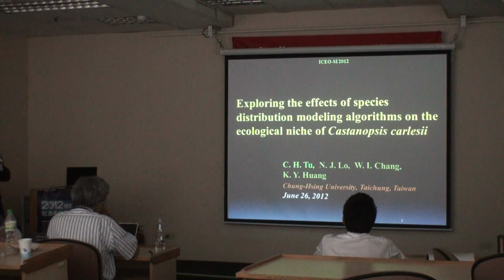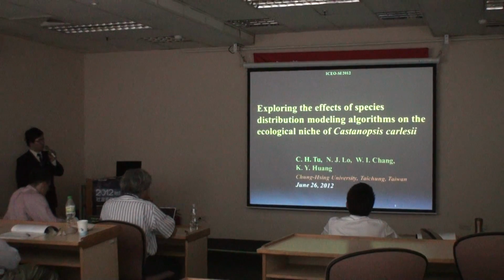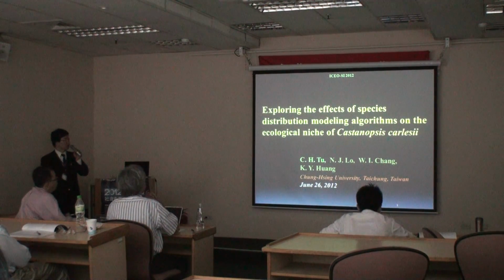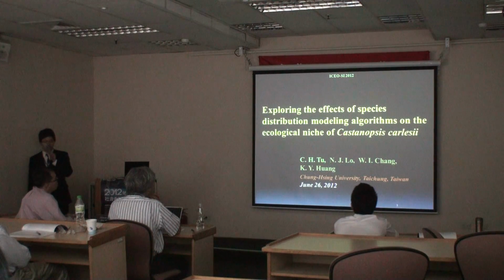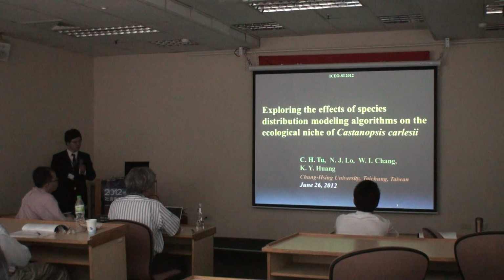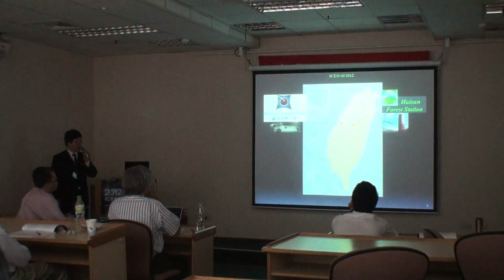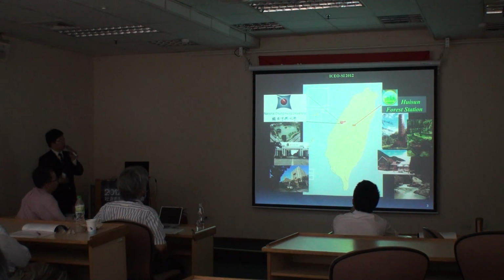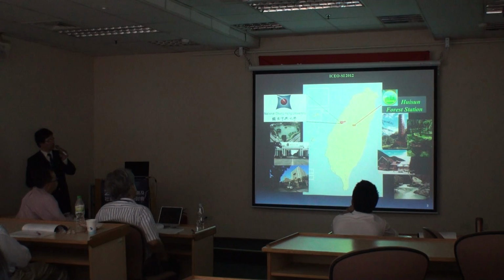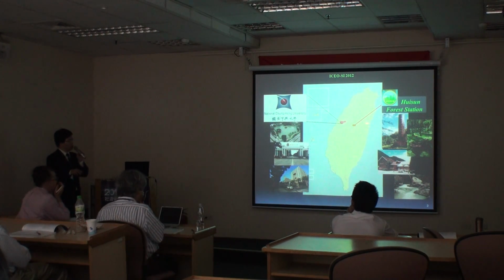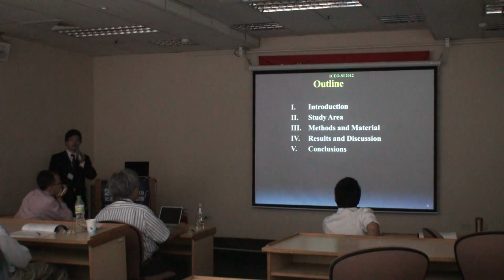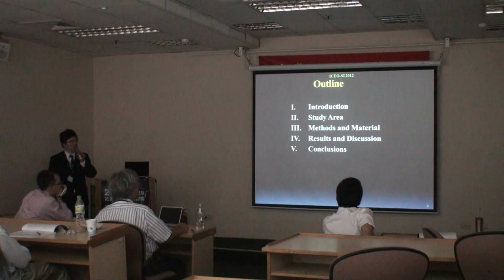The topic of our study is exploring the effects of species distribution modeling algorithms on the ecological niche of Castanopsis carlesii. Chongqing University is located in Taichung in central Taiwan. And the Huisun Experimental Forest Station is also located in central Taiwan. That is our study area. I'll present our study in 5 parts, from introduction to conclusions.